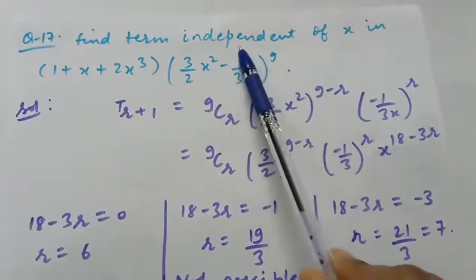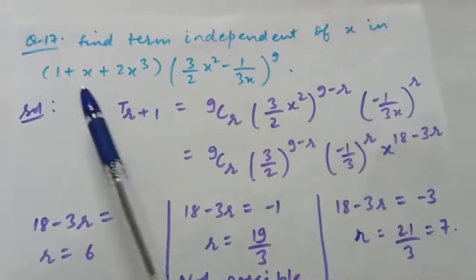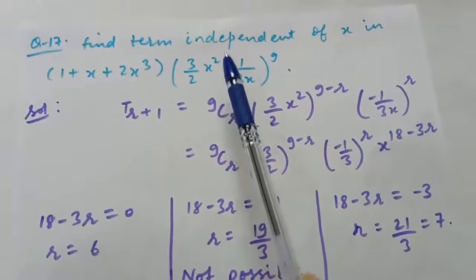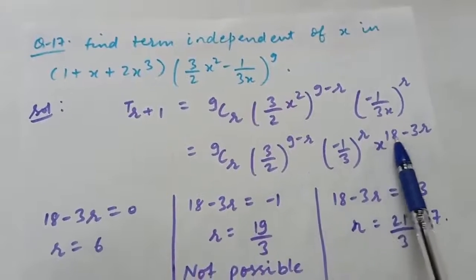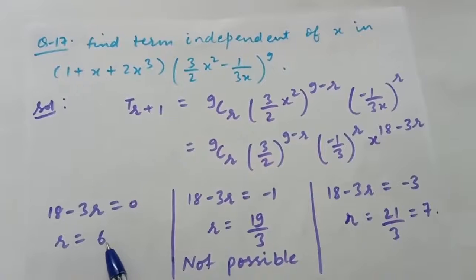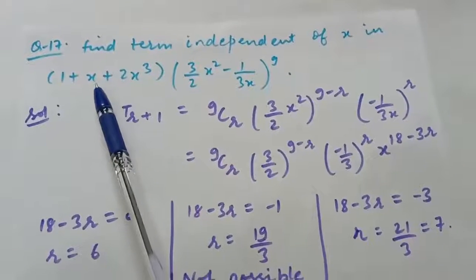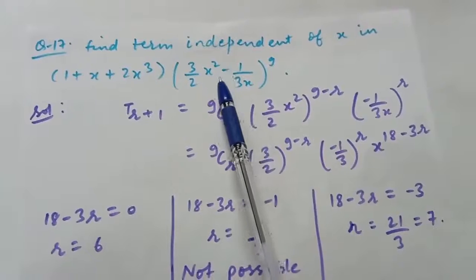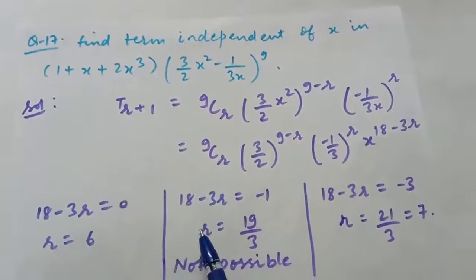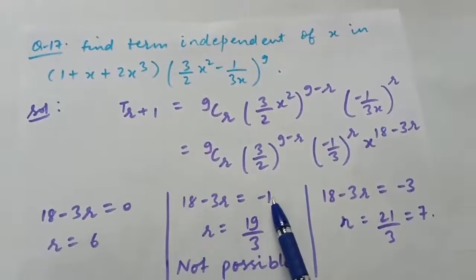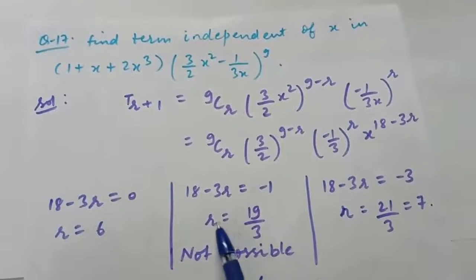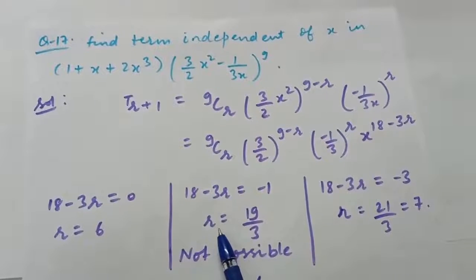Now see, we want to find the term independent of x. So we will multiply 1 with the constant term of this expansion. So for the constant term, we want the power of x to be equal to 0, right? Which gives r equal to 6. Now we will multiply x with that term which includes x raised to the power minus 1, so that power of x gets cancelled. So we want power of x as minus 1 also, which gives r is equal to 19 by 3, which is not possible because r is a natural number, right?